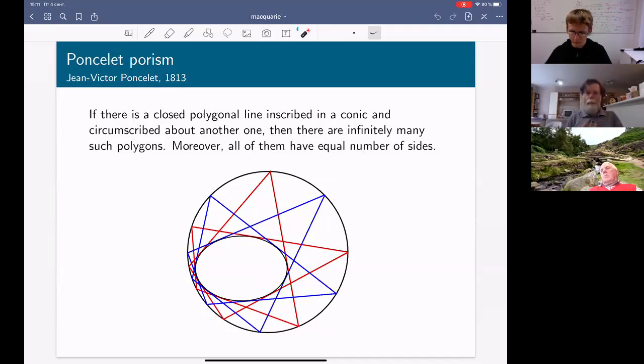But now I would like to tell a little bit more about this simpler statement that I formulated here, which is nowadays known as the Poncelet porism. I would like to tell two things. One thing is about the word porism, and the other is a little bit about the history of this statement.